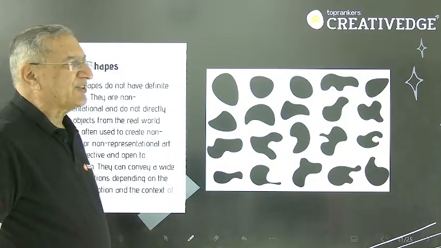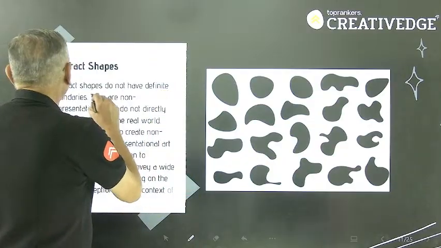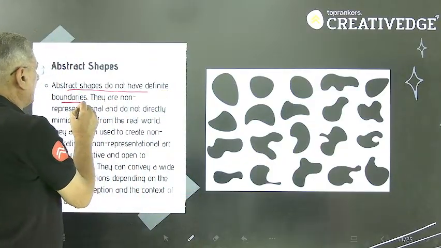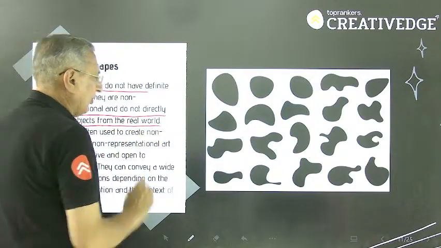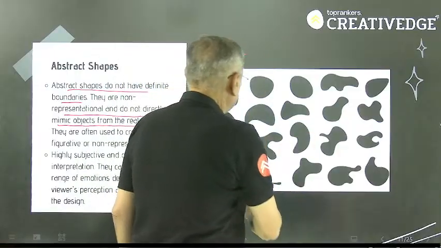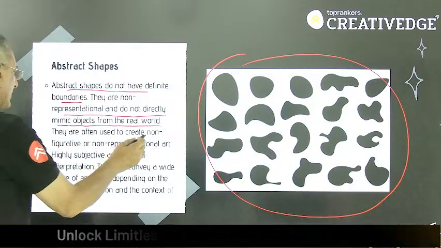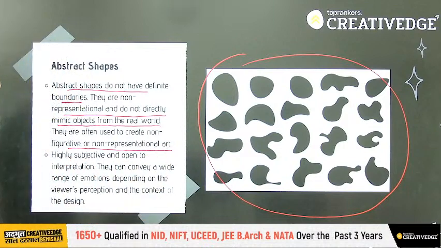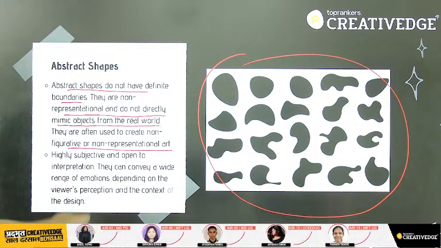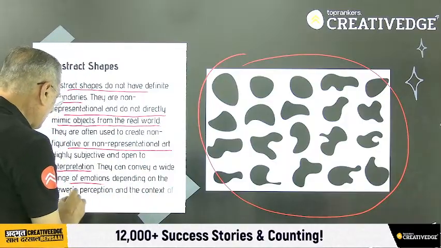Then come abstract shapes. Among the shapes, you can also have abstract shapes. Abstract shapes do not have definite boundaries. They are non-representational and do not directly mimic objects from the real world. All these abstract shapes are often used to create non-figurative or non-representational art. Highly subjective and open to interpretation, they can convey a wide range of emotions depending on the viewer's perception.